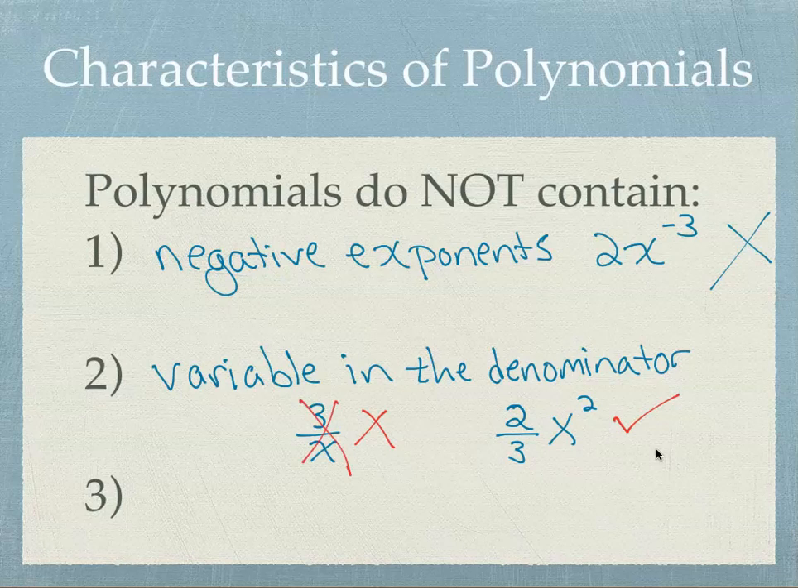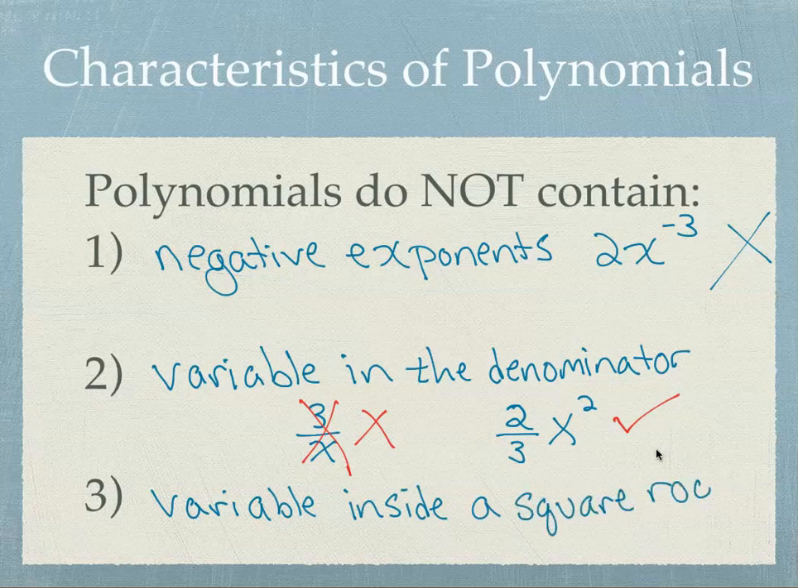And the third thing that a polynomial does not contain is a variable inside a square root. All right. So for example, if I have a radical and I have 3x, that is not a polynomial because I have the variable inside the square root. So anytime you see a square root, you know you're not dealing with a polynomial. No good. All right. Let's look at a few examples.